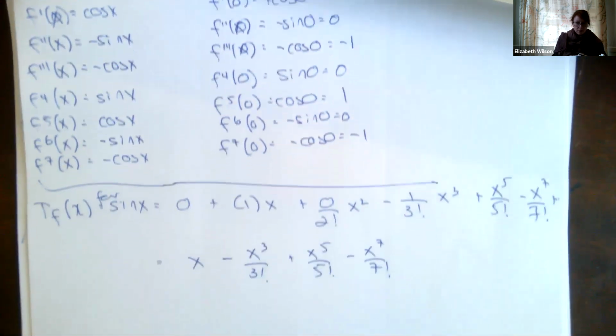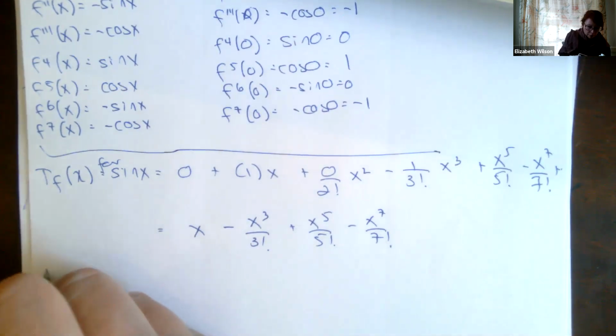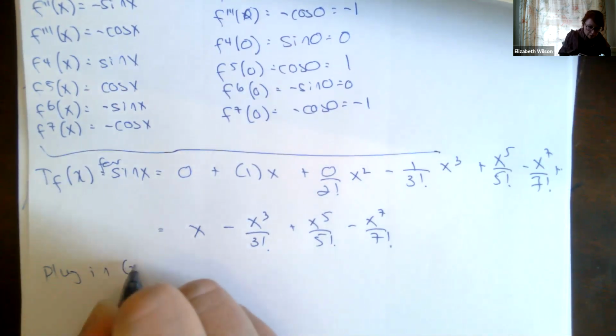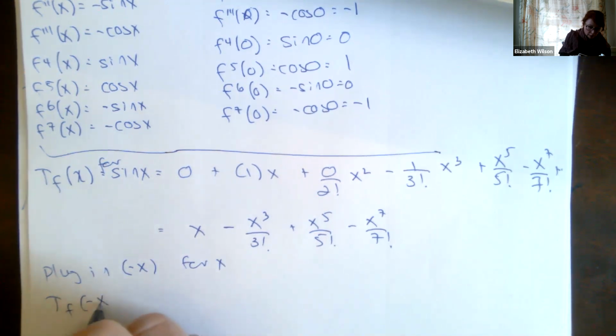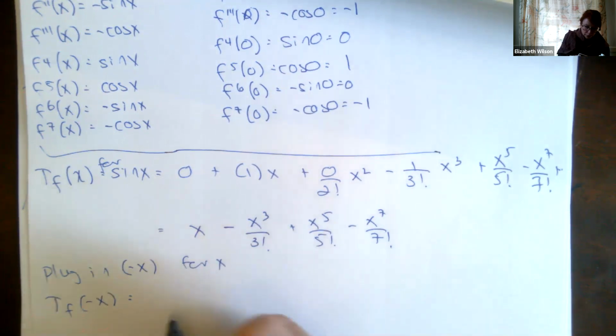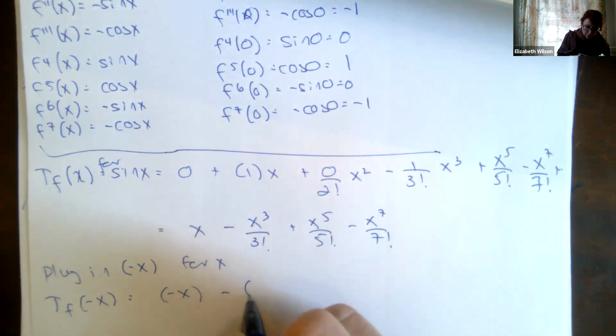Okay, now I'm going to plug in minus x for x. So I'm going to go f of minus x. So everywhere I see an x, I'm going to plug in a minus x.